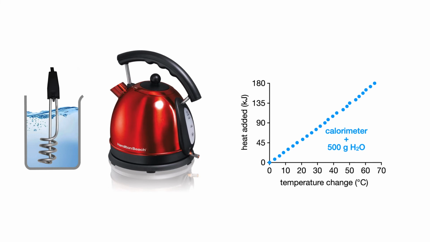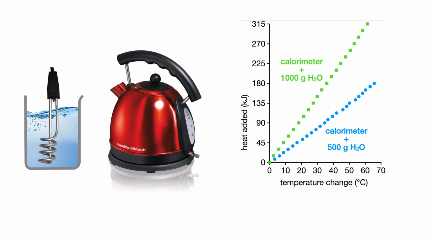So I ran this experiment again with 1,000 grams of water in the calorimeter and found that I needed not quite twice as much heat. And it's not quite doubled because the kettle itself isn't changing, but the water. So the kettle is absorbing some heat, and the water is absorbing some heat, and so the amount of heat that's going into the water is actually doubling when you go from 500 grams to 1,000 grams.